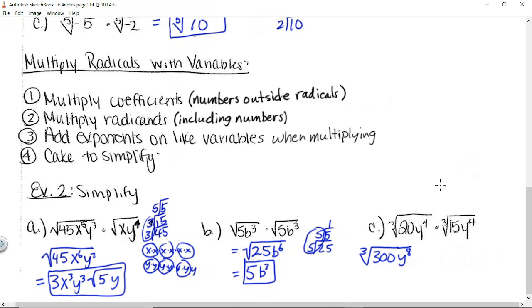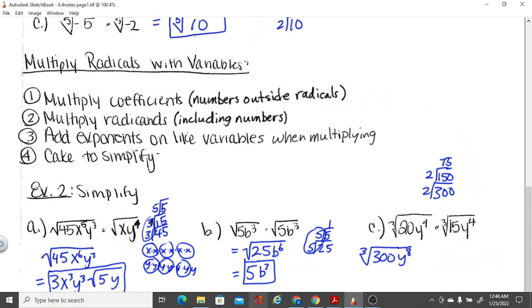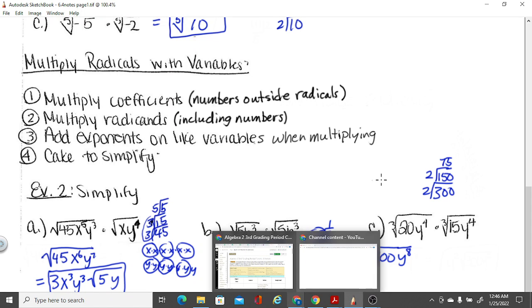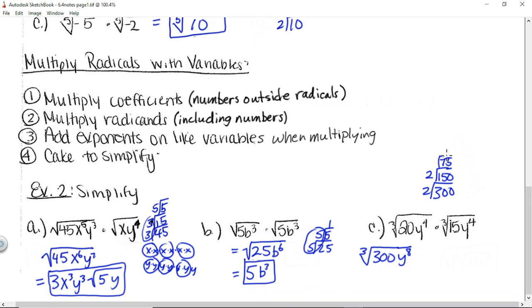We'll cake that 300. Do that right here. So we'll start with 2 and get 150. Do 2 again. We get 75. Then we'll go with 3, and that gives us 25, and then 5, that gives us a 5, and that's it. So these are cube roots.